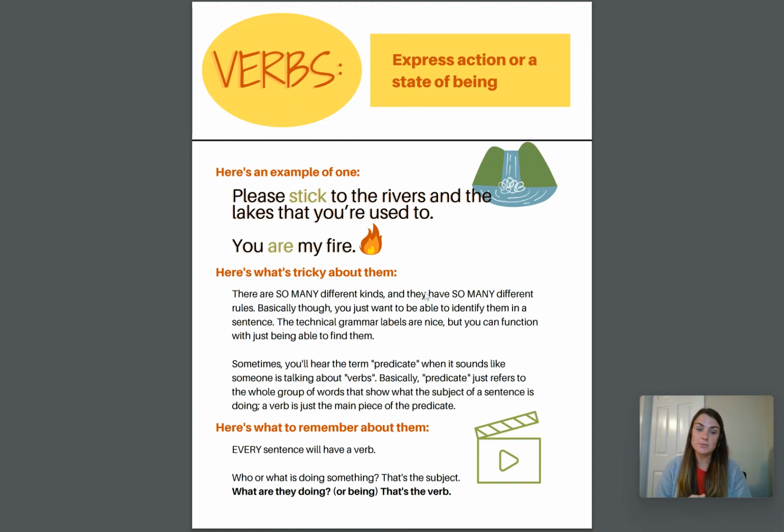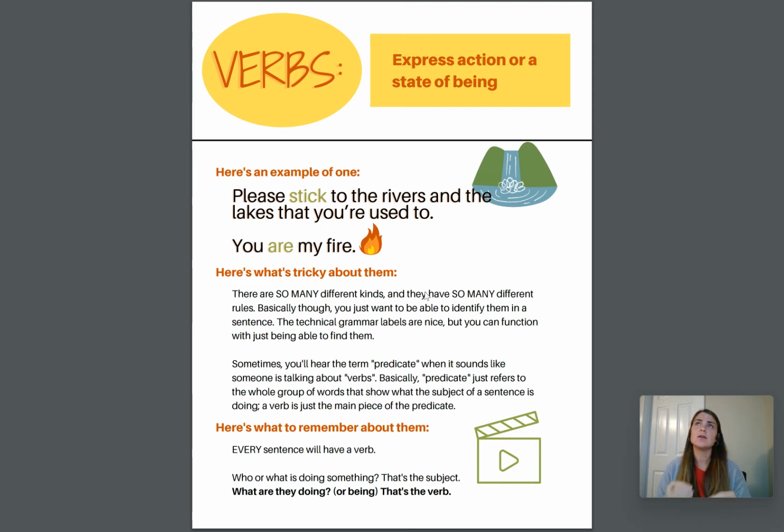So what's tricky about verbs is that there's so many different kinds with so many different rules, but basically you just want to be able to identify verbs in a sentence. So the technical grammar labels are nice, right? When you can say helping verb, linking verb, transitive, all those different things are good, but you can function with just being able to find where in the sentence the word is that tells you what's happening.